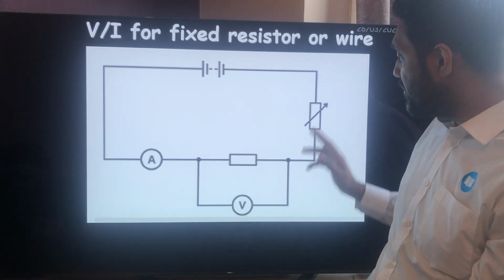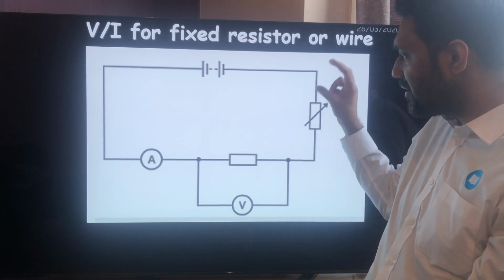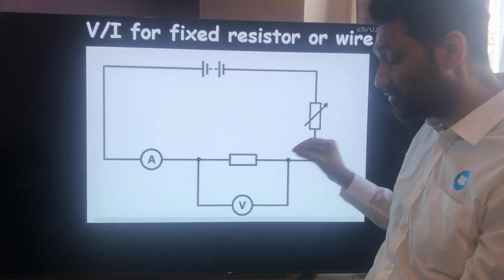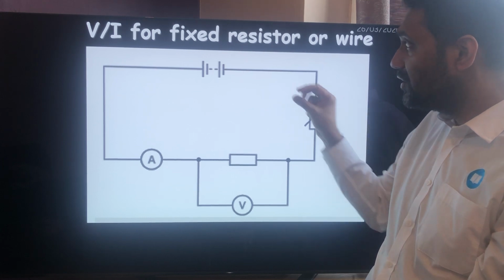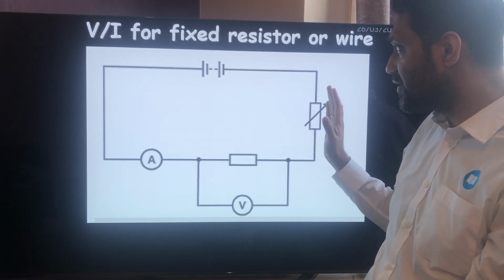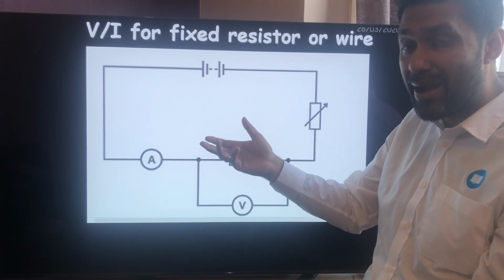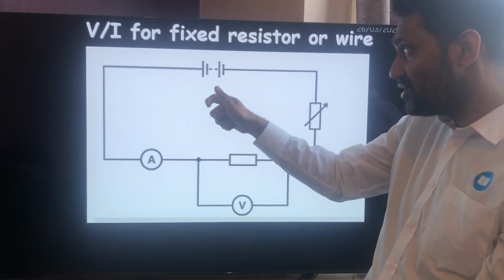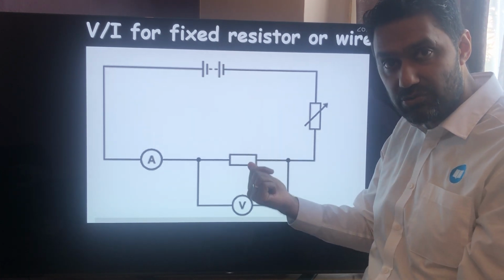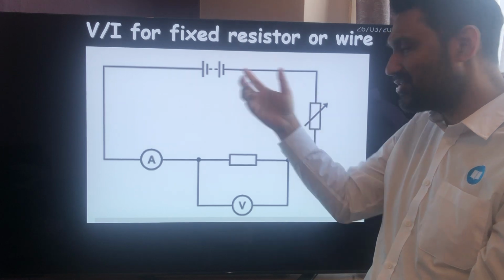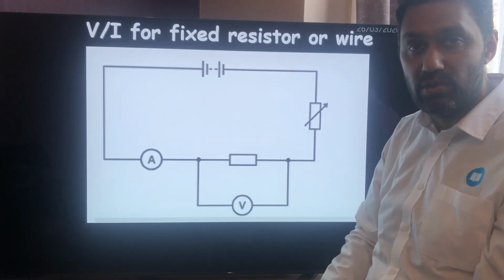This little variable resistor there is just so that you can amend the amount of current flowing through this. Instead of having a variable resistor, you can just keep adding cells. So I could start with 1 cell, 2 cells, 3 cells, 4 cells. If it's a power pack, I could just start from 2 volts, twist it to 4 volts, 6 volts, 8 volts, 10 volts, 12 volts, something like that. That variable resistor kind of does the same thing for us. It just slides up and down, changing the amount of voltage that this will get.